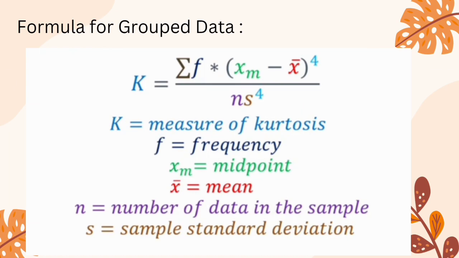Moving on, let's proceed to the measure of kurtosis for grouped data. So this is the formula that we are going to use. We have k equal to the numerator, the summation of the frequency multiplied by the fourth power of the difference between the midpoint minus its mean. In the denominator, the number of data in the sample multiplied by the sample standard deviation to the fourth power. In dealing with this formula, you just have to be careful with the order of operations.